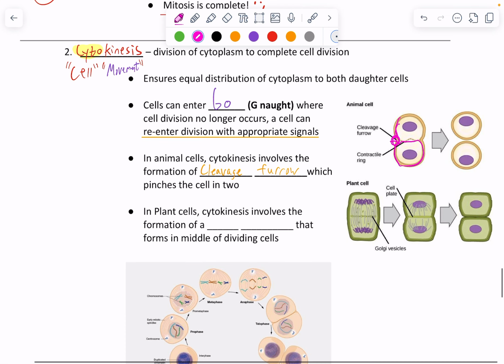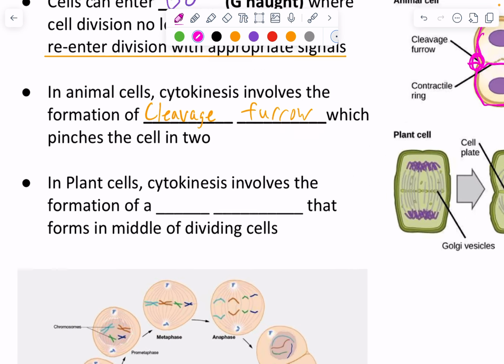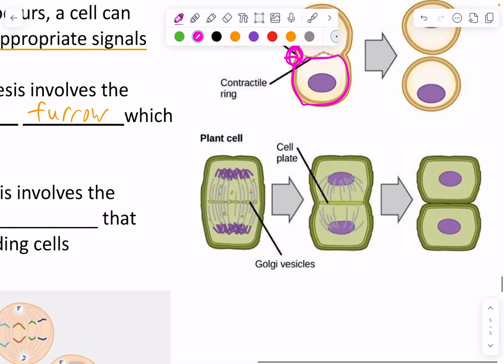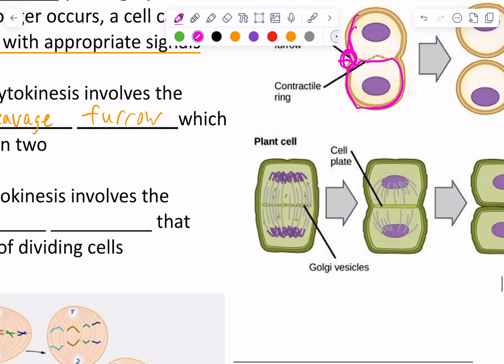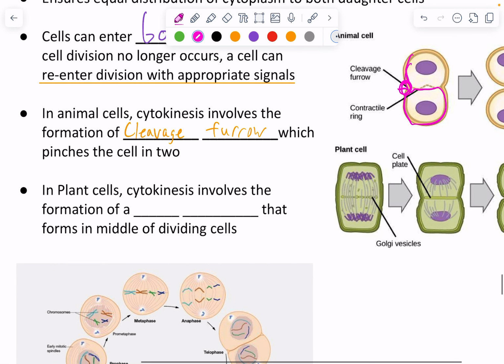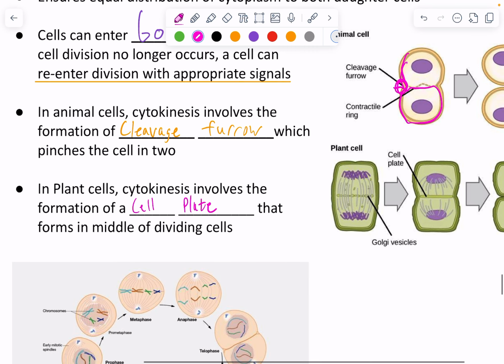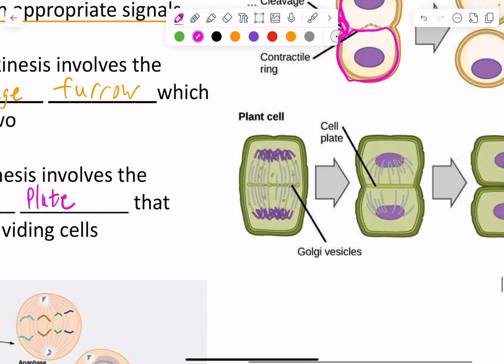In plant cells, they have to deal with the cell wall, right? They can't do that. They're not as fluid or bendable as an animal cell is. And so they have to form basically a new cell wall in between their two nuclei. So for plant cells, that means they have to form a cell plate. And so that will form in the dividing cells.